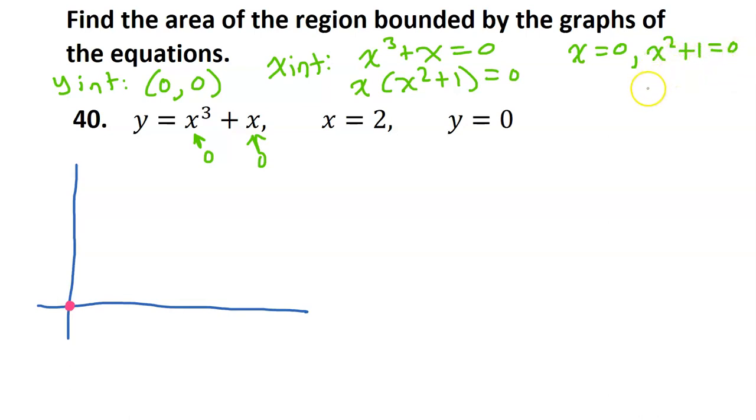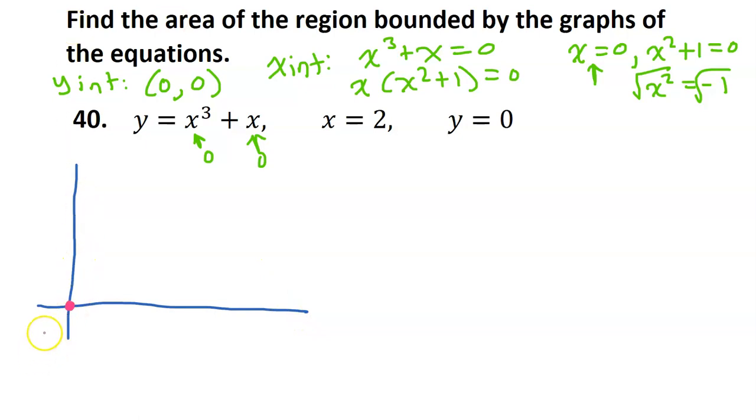If we subtracted 1 from both sides, for example, we get x squared is equal to negative 1. You can't square something and get a negative number. Or going one step further, if you took the square root of both sides, that's imaginary. Bottom line is x equals 0 is the only x-intercept. So there will be no other x-intercepts.